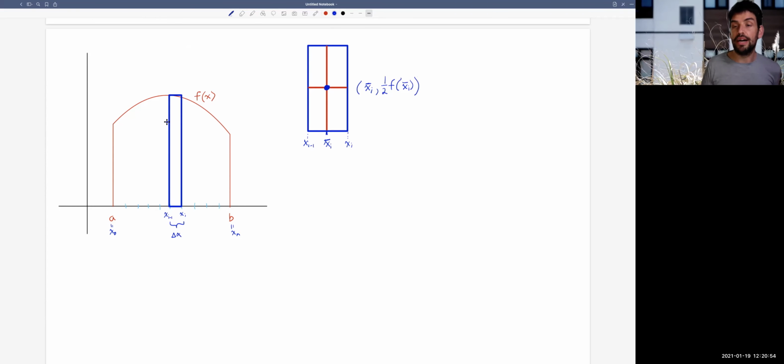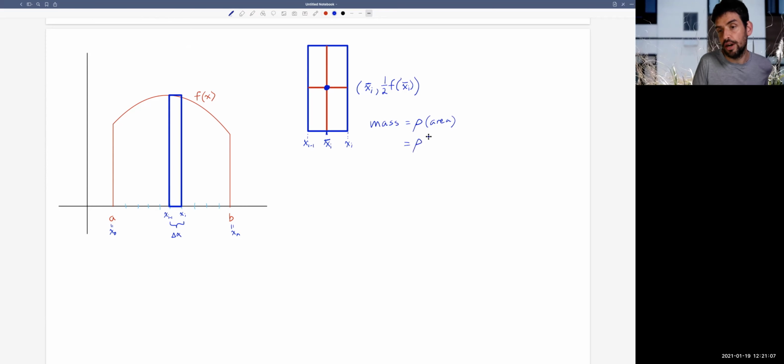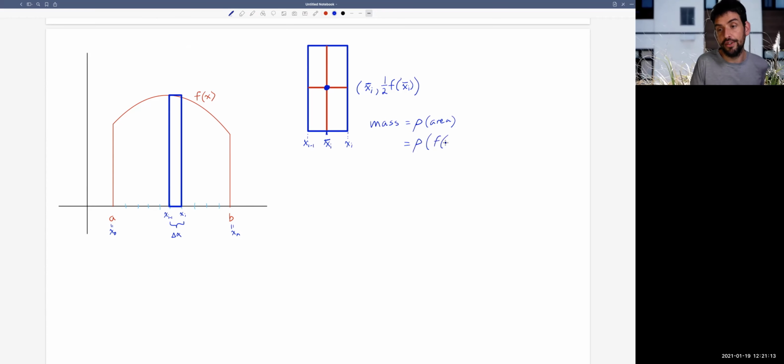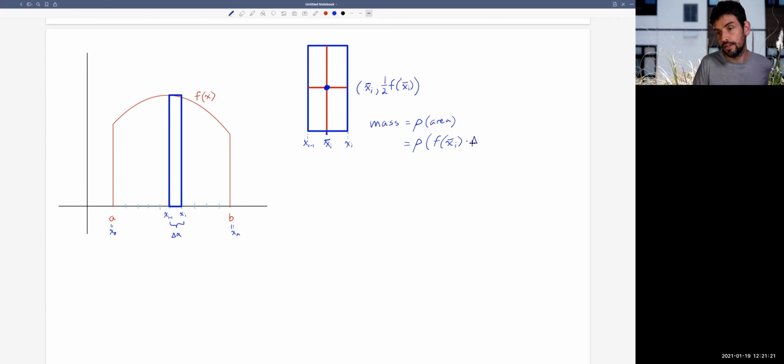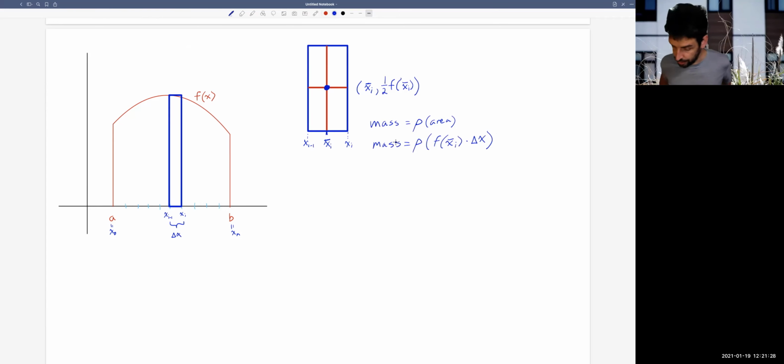Okay. What about the mass of each piece? Well, the mass, remember, is the density times the area. The area of a rectangle is the height of it, in this case the function at x bar sub i, times the width, which we, as usual, call delta x. And so there is a little formula for the mass.